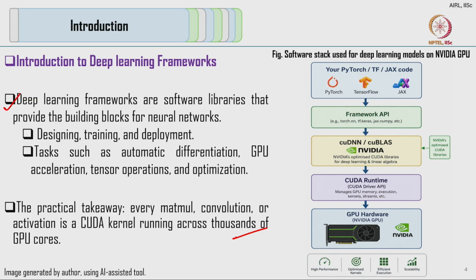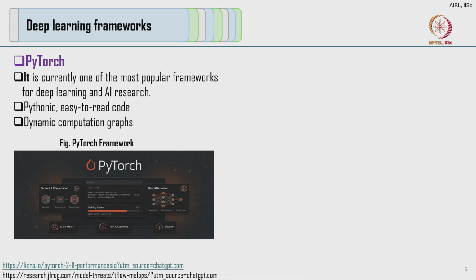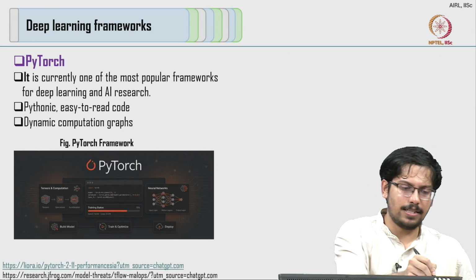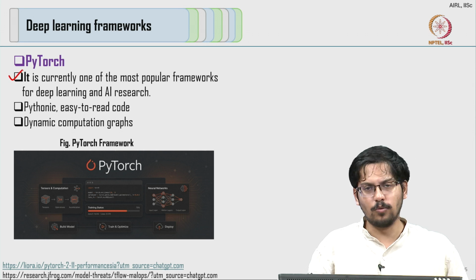Hence forward pass, backward pass, updates of weights, optimization and so on can be done in a very easy way. Now let us take a look at some of these frameworks. The first one is PyTorch. PyTorch is essentially the most popular framework.